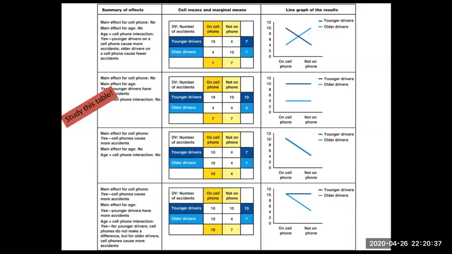Looking at the graph, we see a spreading interaction, right? One line stays the same. Younger drivers get into the same amount of accidents, whether they're on a phone or not. But older drivers have way fewer accidents when they're not on their phones. So how would you describe this interaction? We would say for younger drivers, cell phones don't make a difference. For older drivers, cell phones cause many more accidents, right?